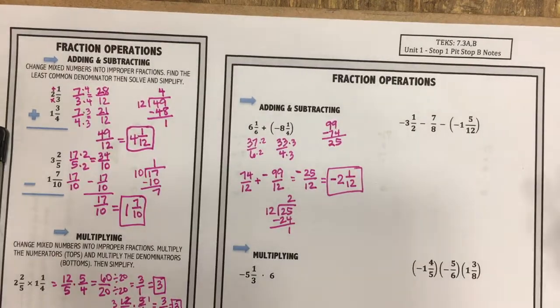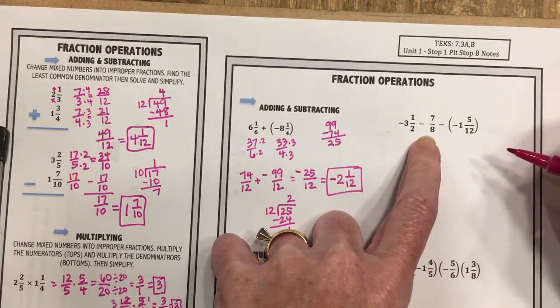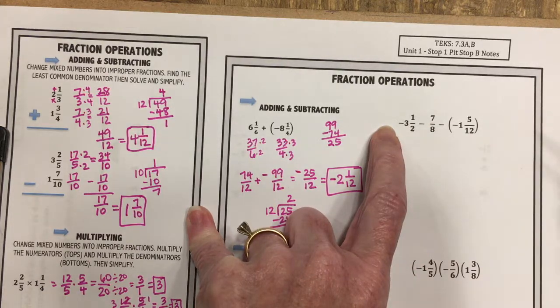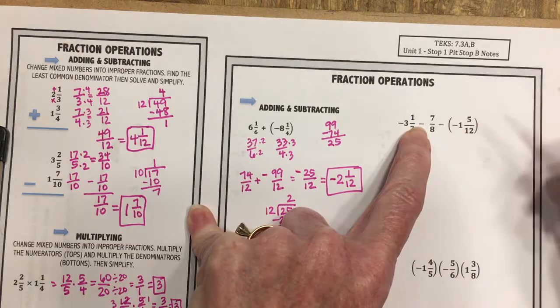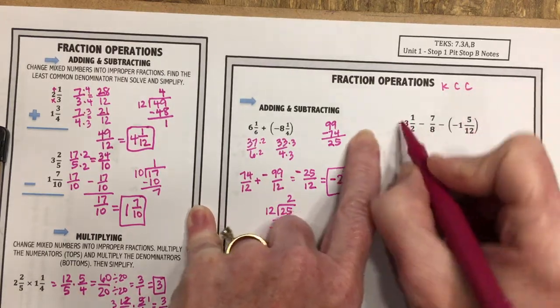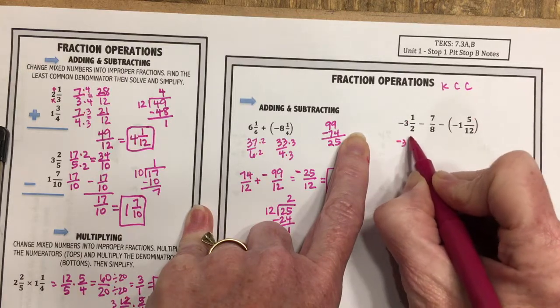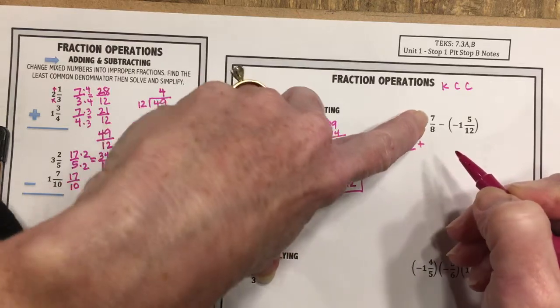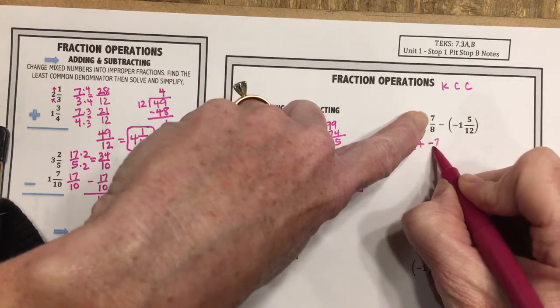All right? And for this one, I have 3 fractions, so I can do 2 at a time. Or I can rewrite the whole thing at first. Since I'm using subtraction, remember I want to rewrite subtraction as addition. I use keep, change, change for that. So I'm going to keep the negative 3 and 1/2. I'm going to change this to add. I'm going to change 7/8 to negative 7/8.